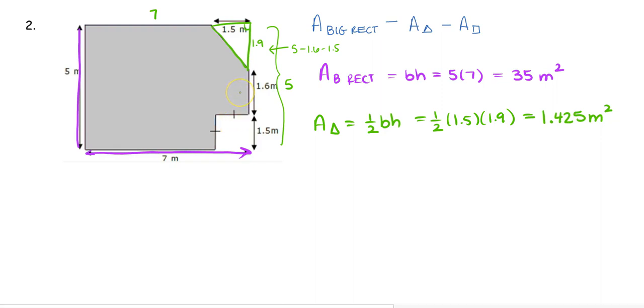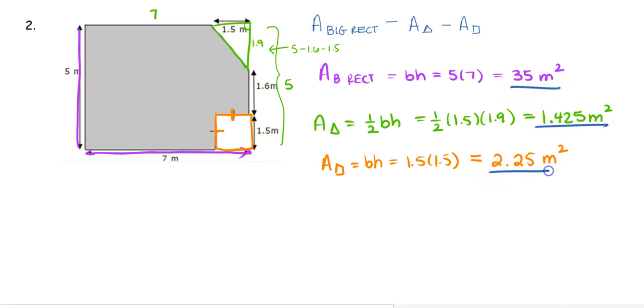And then our last one is down there at the bottom. We have that square, and that square is going to be 1.5. We see that these two sides are going to be congruent, making that a square. And the square is either side squared or base times height. Both the base and the height are 1.5, giving us our area as 2.25 meters squared.